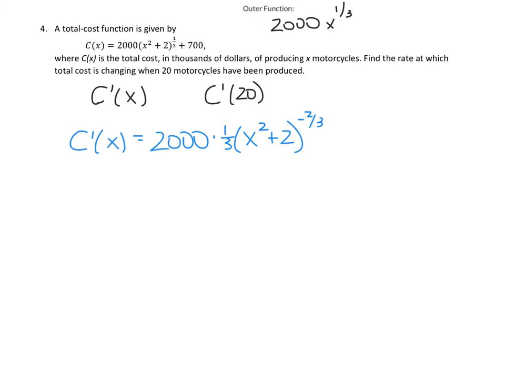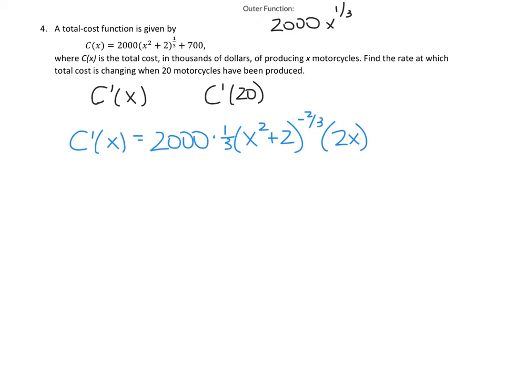Alright, now that we've taken the derivative of the outer function, we need to take the derivative of the inside function. So looking at our original function c of x, our inner function is the x squared plus 2. So we need to take the derivative of that. Using the power rule, we're going to be multiplying by a 2x. Next, moving on to the next term, we have a plus 700, but the derivative of a constant is 0. So we're finished with the derivative.